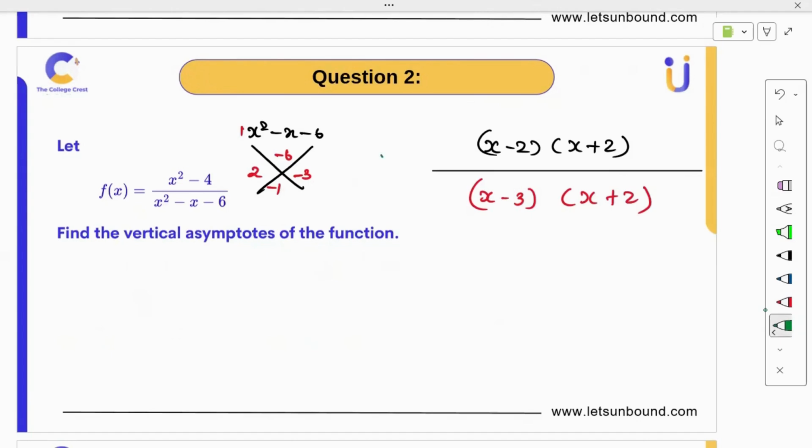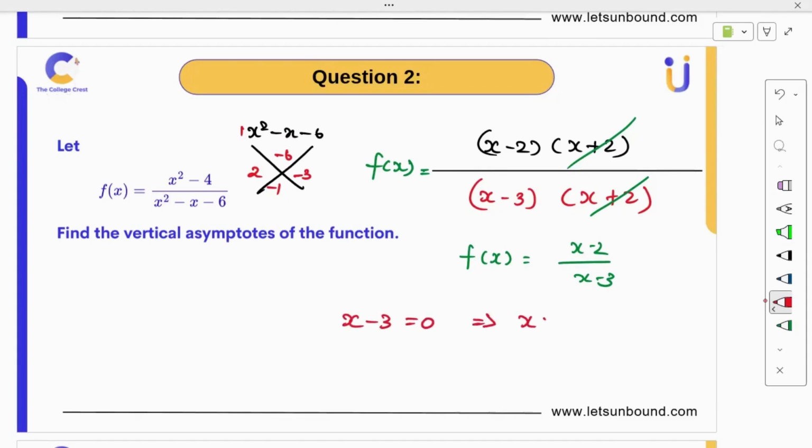So x minus 3 and x plus 2. Now cancel out. You have to simplify the function before finding your vertical asymptote. So x plus 2 gets cancelled. This is the simplified version: x minus 2 by x minus 3. Now set your denominator to 0. x minus 3 equal to 0 implies x is equal to 3. It's a vertical asymptote. Right? So only one vertical asymptote we got here.